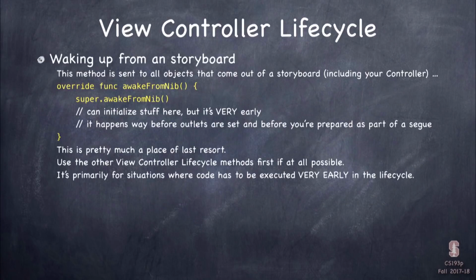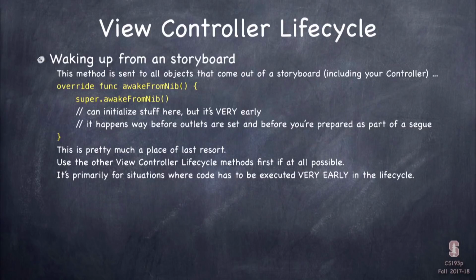All right. The last thing is actually back to the beginning, which is waking up from a storyboard. This is not strictly part of the view controller lifecycle, but I put it in here because any object that comes out of a storyboard, all your UI views and your view controller, gets sent awake from nib, okay? This is sent very early, right after initialization, before preparation, before your outlets are set, okay? I tend to stay away from trying to use this unless I really do need something set early.